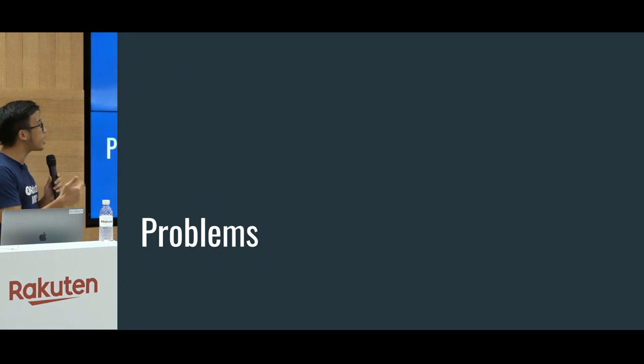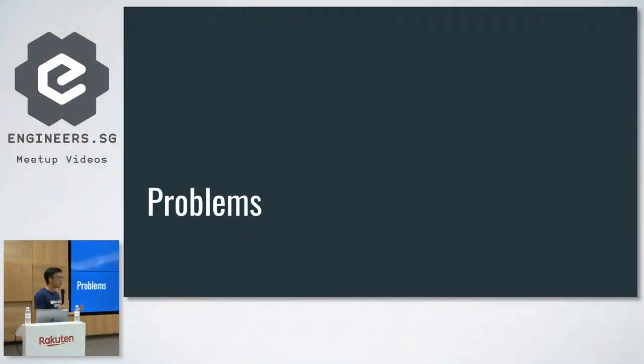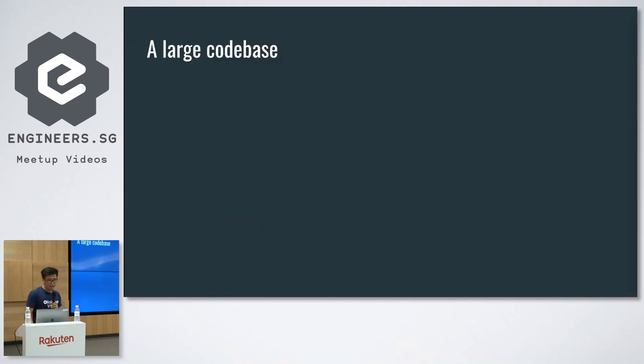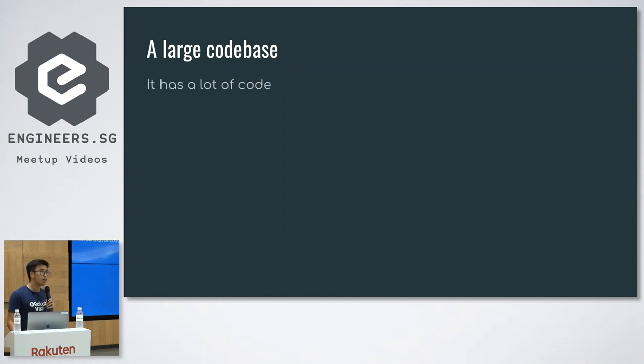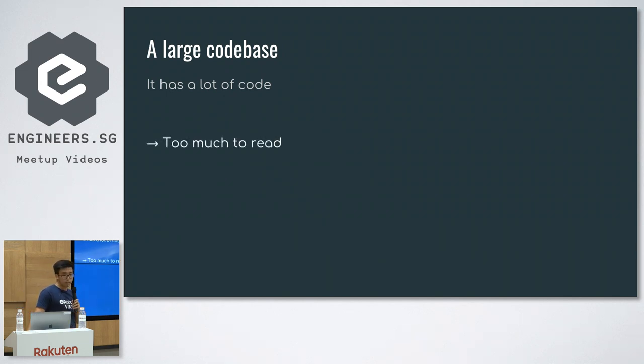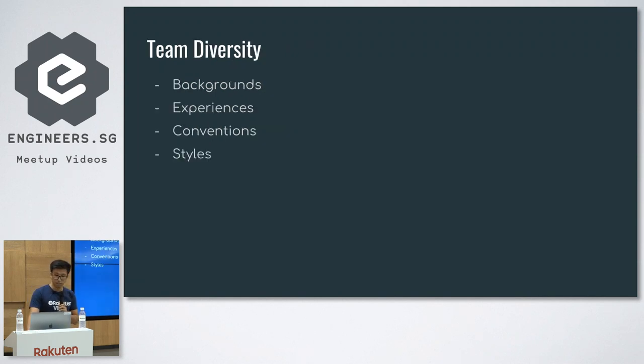So as we get more features into our projects, the code base gets larger and larger. And we have a large code base. So what is the problem of having a large code base? Yes, it has a lot of code. When you have a lot of code, you have too much to read. You have a lot of things to know. And navigation within your code base becomes a real challenge.